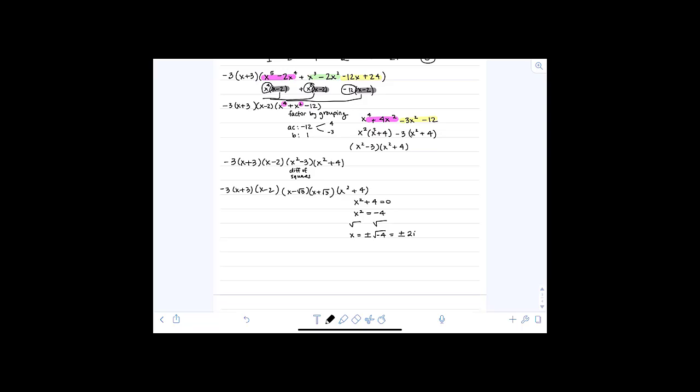So that means that we've done as much as we can over R. This is my factorization over R. Okay, so that's part 1 of the answer.